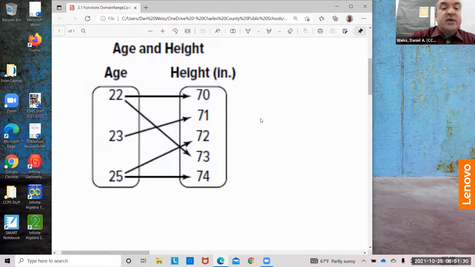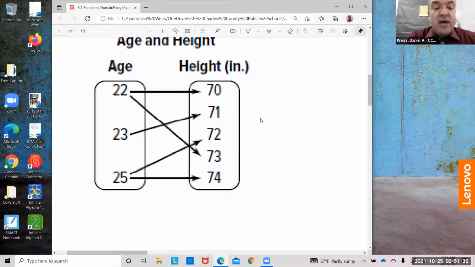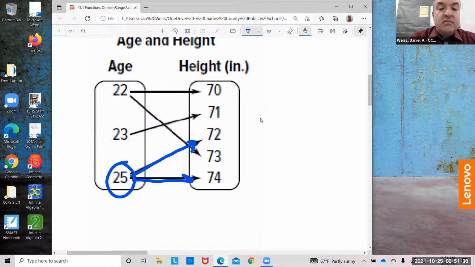Is this a function? This is not a function. Why? Because 25 repeats twice, right? The answer is just no.